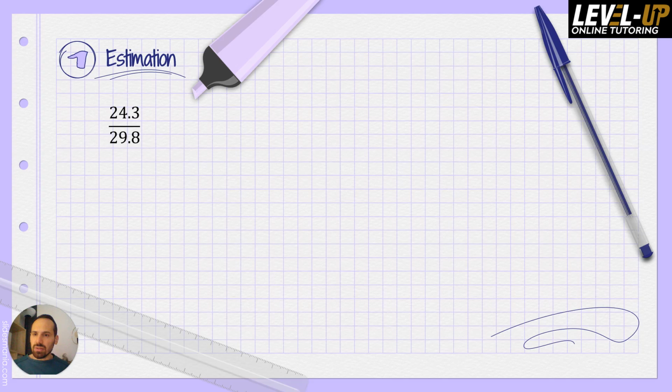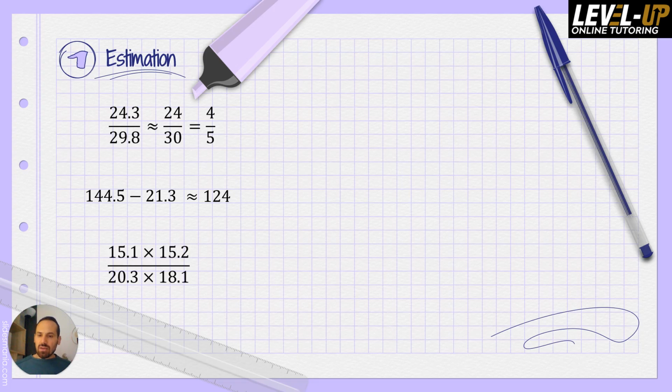So let's look at, say, a division or subtraction as well. Here we could do the same thing again, where we approximate by rounding each value, and then we can just simplify that fraction as we normally do. Here we've got a subtraction where I round each value to be 145 minus 21, and we get 124. And then here we could take a more complicated fraction where it's got multiplication on the numerator and denominator, and we can just round each of those values individually, and you'll see you get this answer. So each one we're just rounding to a whole number.